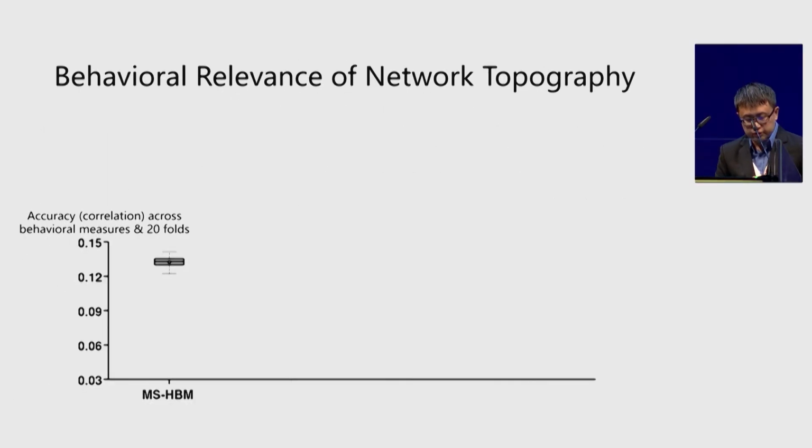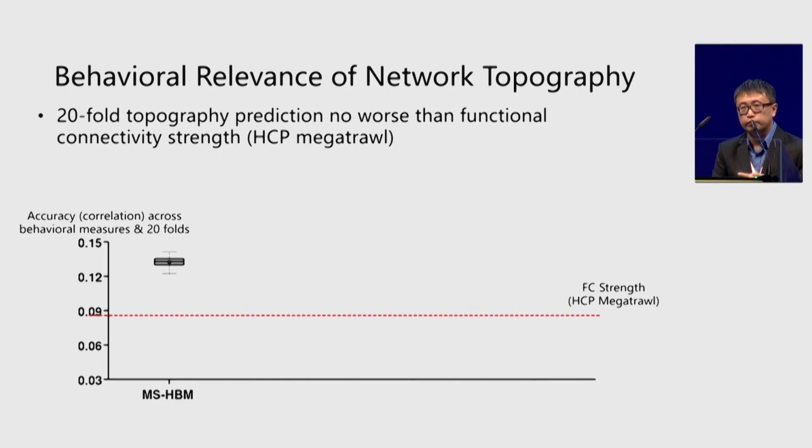And so here is the prediction accuracy for the 58 behavioral measures. Some behaviors are easier to predict than others, so if you average them, we get about 0.13. Just as a sanity check, here's the result using functional connectivity strength for prediction. The results are not completely comparable because there are many variations in how this was done. So I'm not trying to say one is better than the other. What I'm trying to say is that using parcellation topography is no worse than using functional connectivity strength.